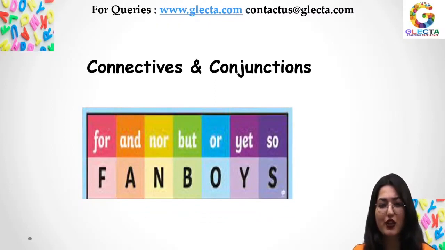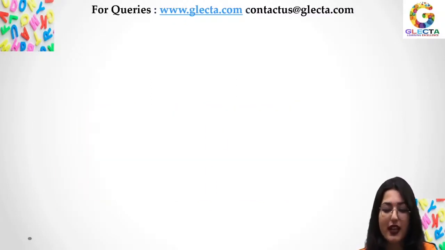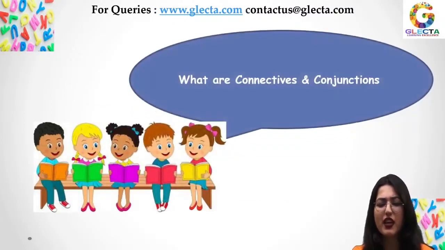As you know, you can guess from the name. There are some words such as for, and, nor, but, or, yet, so. These words are called connectives or conjunctions, because we can use these words in order to connect two phrases too. So let's get started.